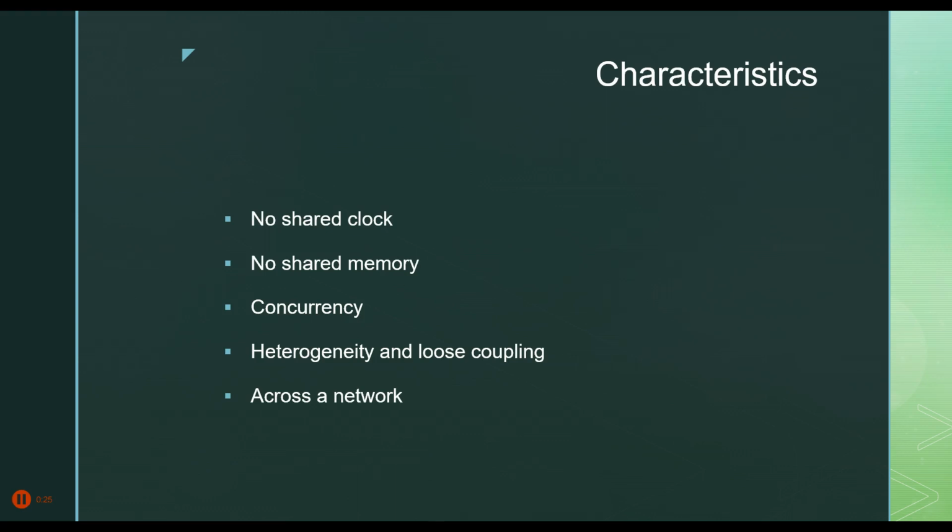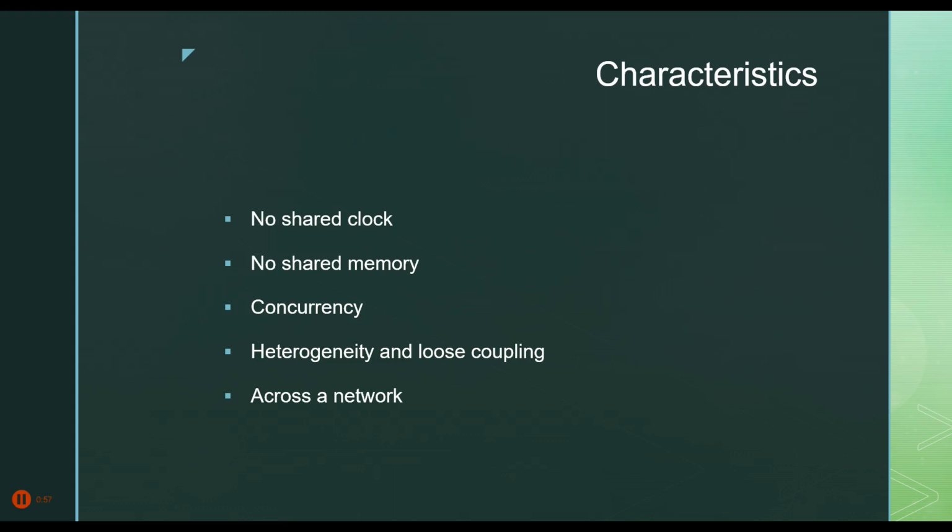And here are some characteristics of those nodes. First of all, they are independent. There's no shared clock. They're all completely different computer systems with their own clocks. There's no shared memory. So we're not talking about inside of one computer. We have something called concurrency, in that these computers are all working on the task at the same time. Now, they're not synchronized the way that they would be with a shared clock, but they're all working on it generally at the same time.